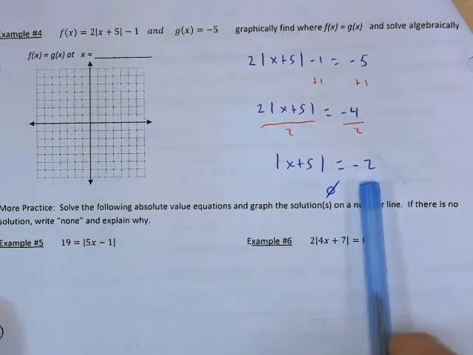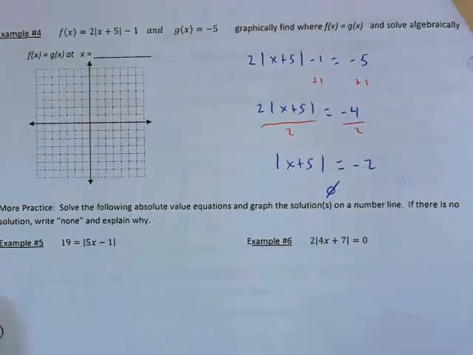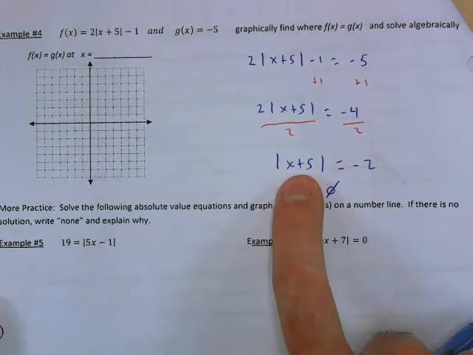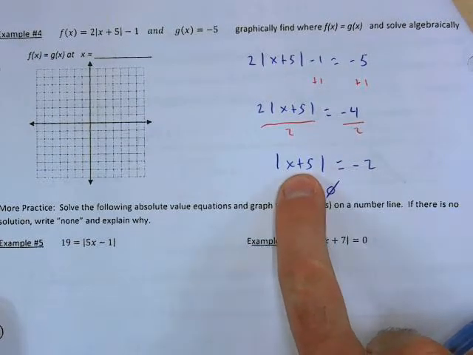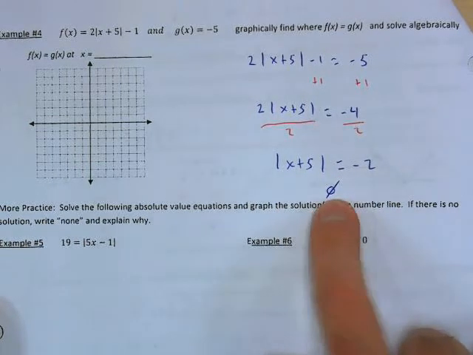Okay, now could I set up two equations? x plus 5 equals negative 2 and x plus 5 equals 2 and get a couple answers? Yeah, but they'd be bogus answers. They wouldn't work. So once you get the absolute value part by itself, you got to stop and think for a second and evaluate this thing. Can this happen? If not, great, no solution, we're done.